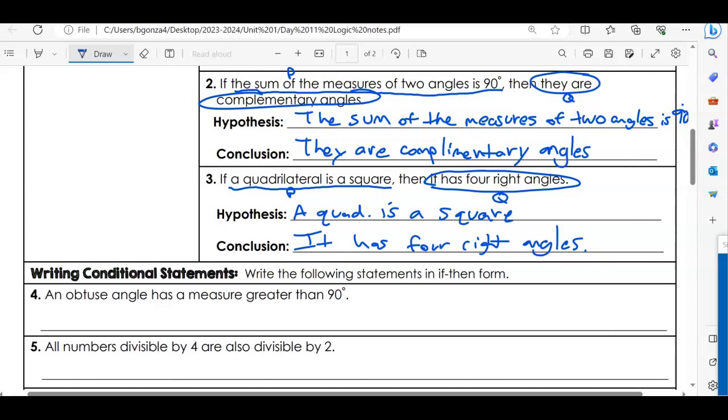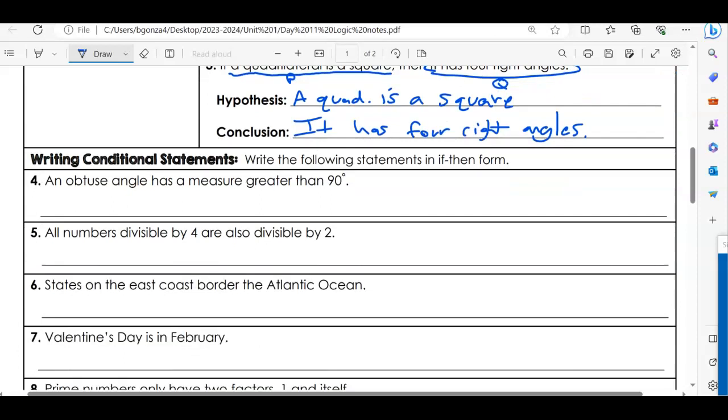Okay, ready? Number 4. Now notice these don't say if-then, right? Look over here. If-then is not here. But you're going to write it in if-then form. So here's the deal. Most sentences have 2 parts. Mostly. So number 4 has 2 parts.